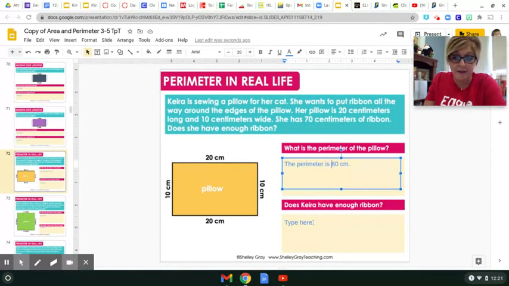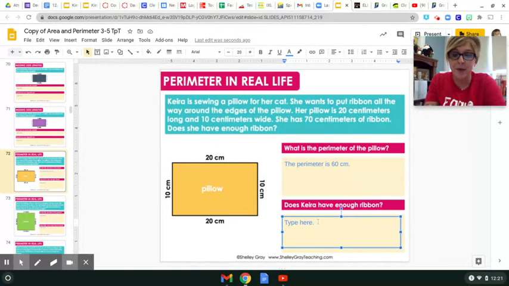Does Kira have enough ribbon? Again, I'm going to go back up into my problem and reread and find out how much ribbon she has, what the problem told me. And I can see that it tells me that she has 70 centimeters of ribbon. Does she have enough? If you said yes, she does, you were correct because the perimeter is 60 and she has 70. So I'm going to type in my answer. Yes, she has enough ribbon.